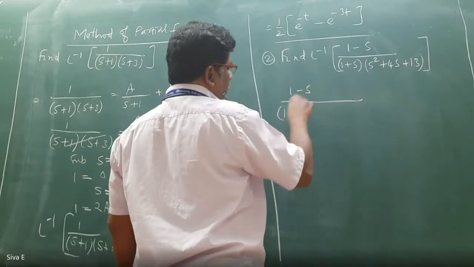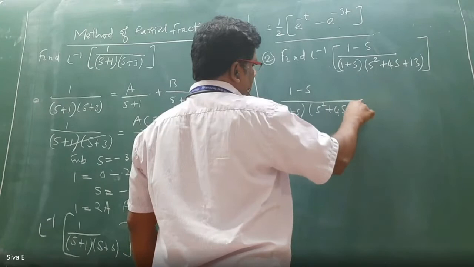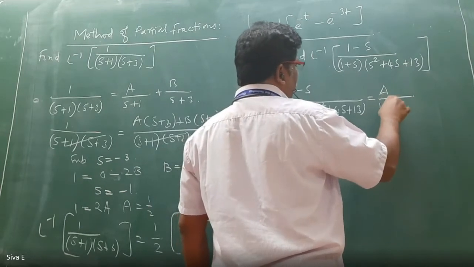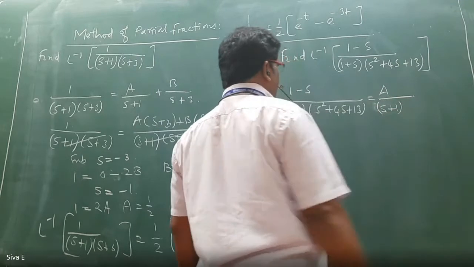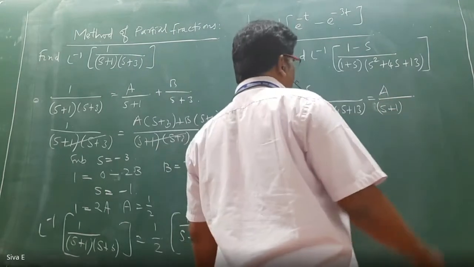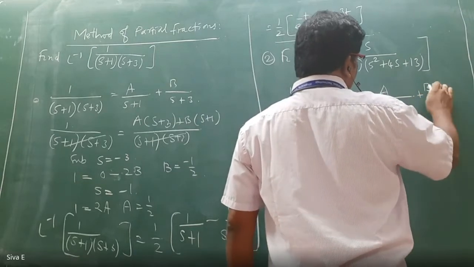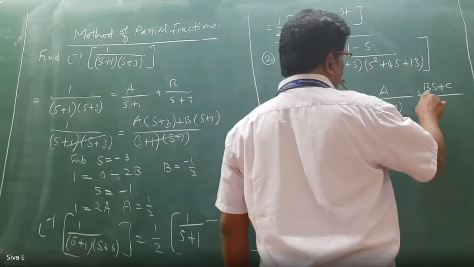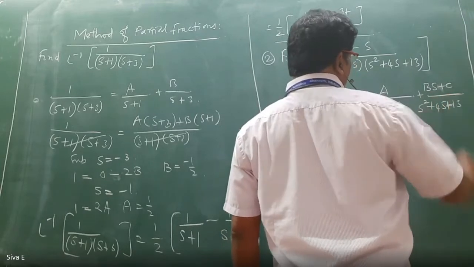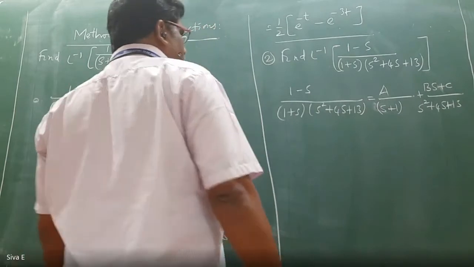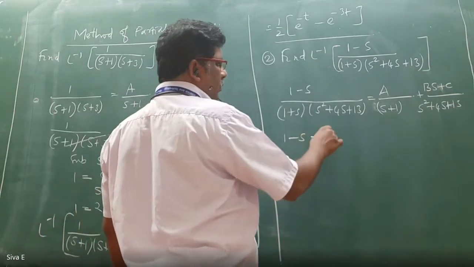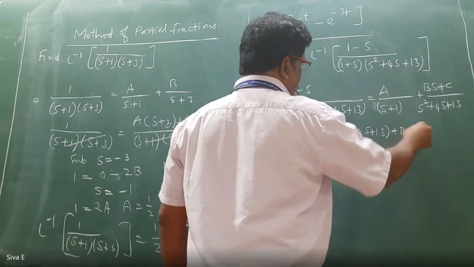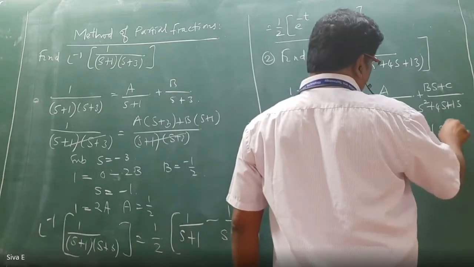1 minus s by (1 plus s)(s square plus 4s plus 13) equal to a by s plus 1 plus (bs plus c) divided by s square plus 4s plus 13. Any doubts in partial fraction? So 1 minus s equal to a into (s square plus 4s plus 13) plus (bs plus c) into (s plus 1).